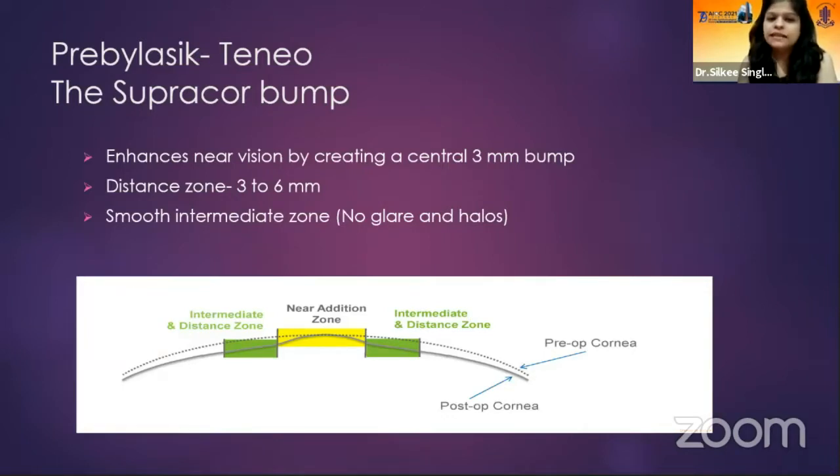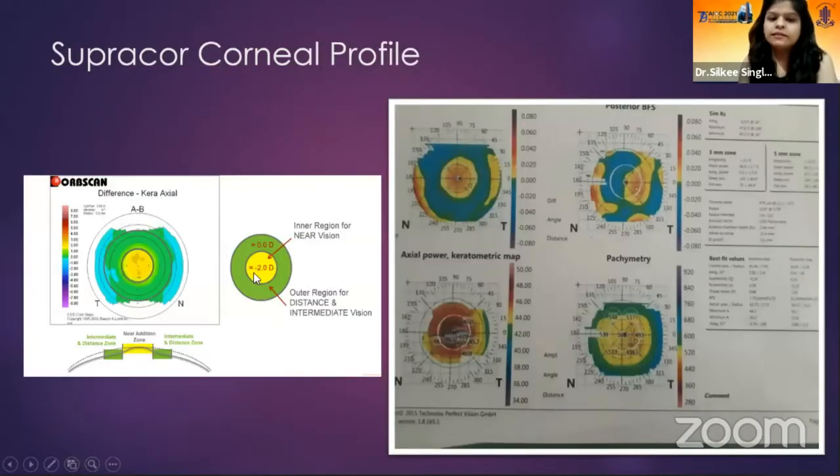It is based on the central near vision correction, that means creating a central 3 mm bump in the center, while a 3 to 6 millimeter distance zone with a smooth intermediate zone having no glare and halos. As I said, it's a central steepening of up to -2 diopters with the outer region of flattening.